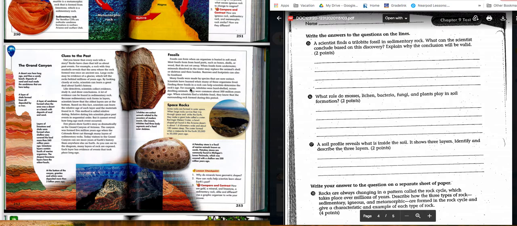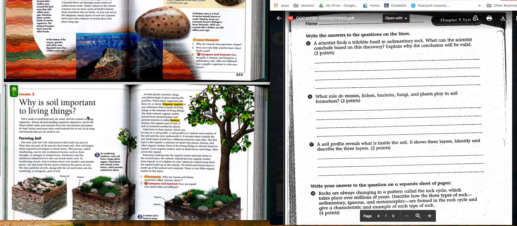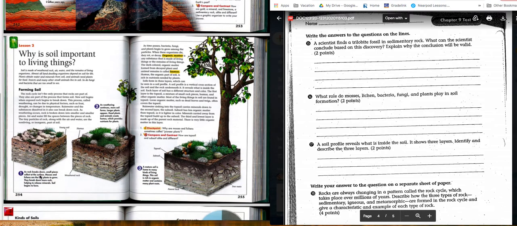So they have a little paragraph in here about what we know about trilobites and the little description of the picture, and you just write that down. What roles do mosses, lichens, bacteria, and fungi play in soil formation? That's from here and here, number 1, up to here, guys. So put down what those things do. I told you that yesterday when we were reading it, how that's going to be on your test.